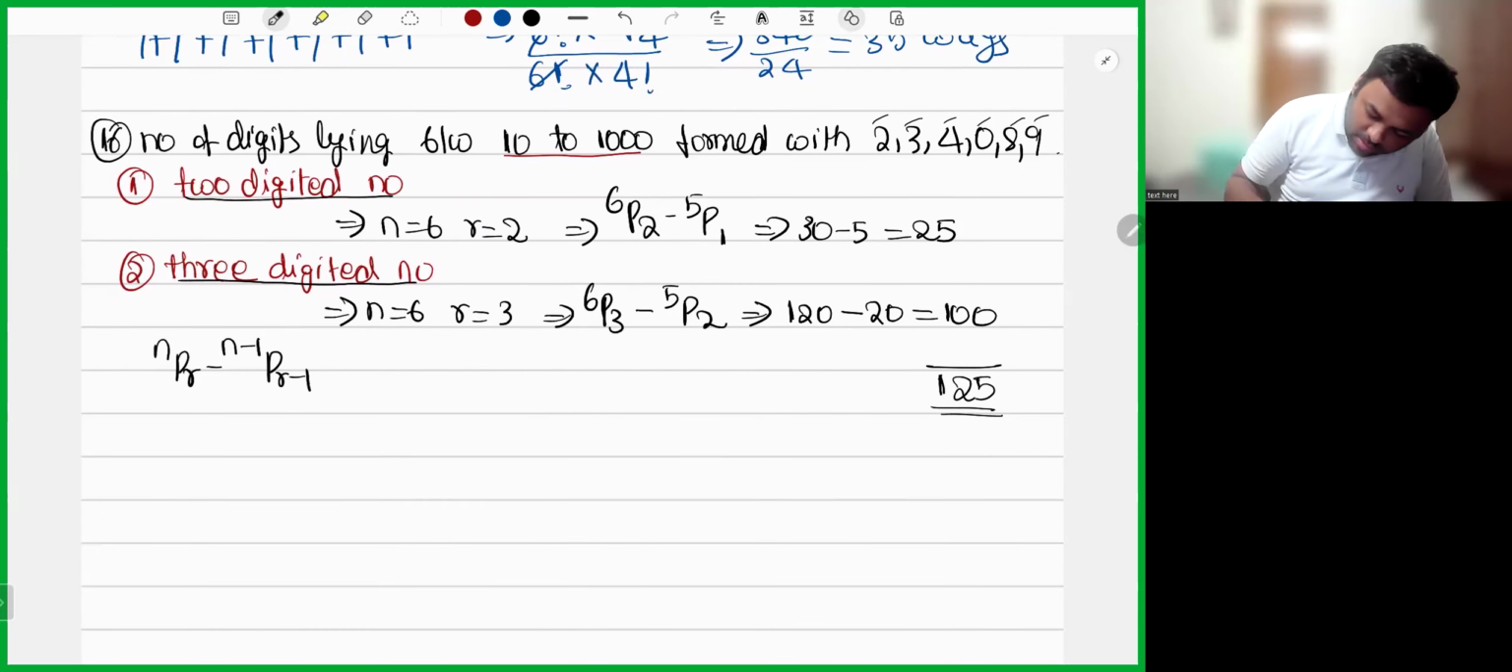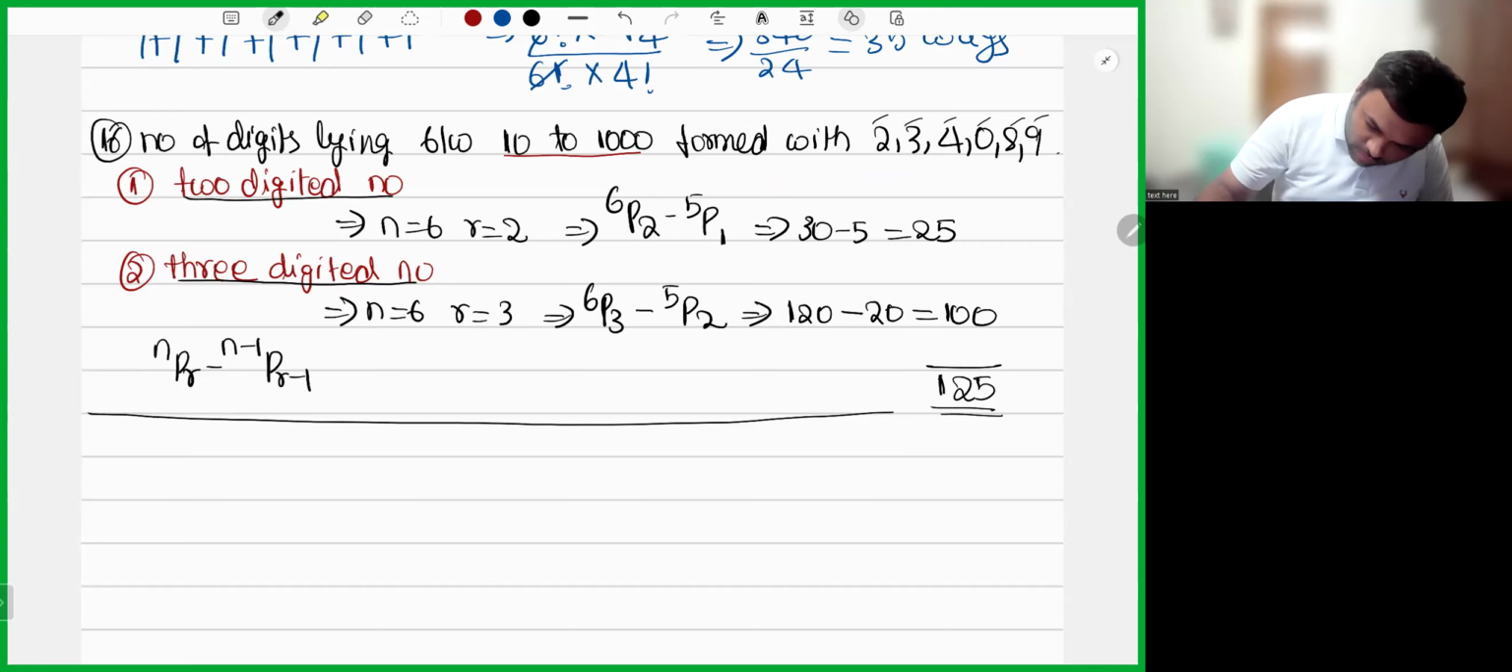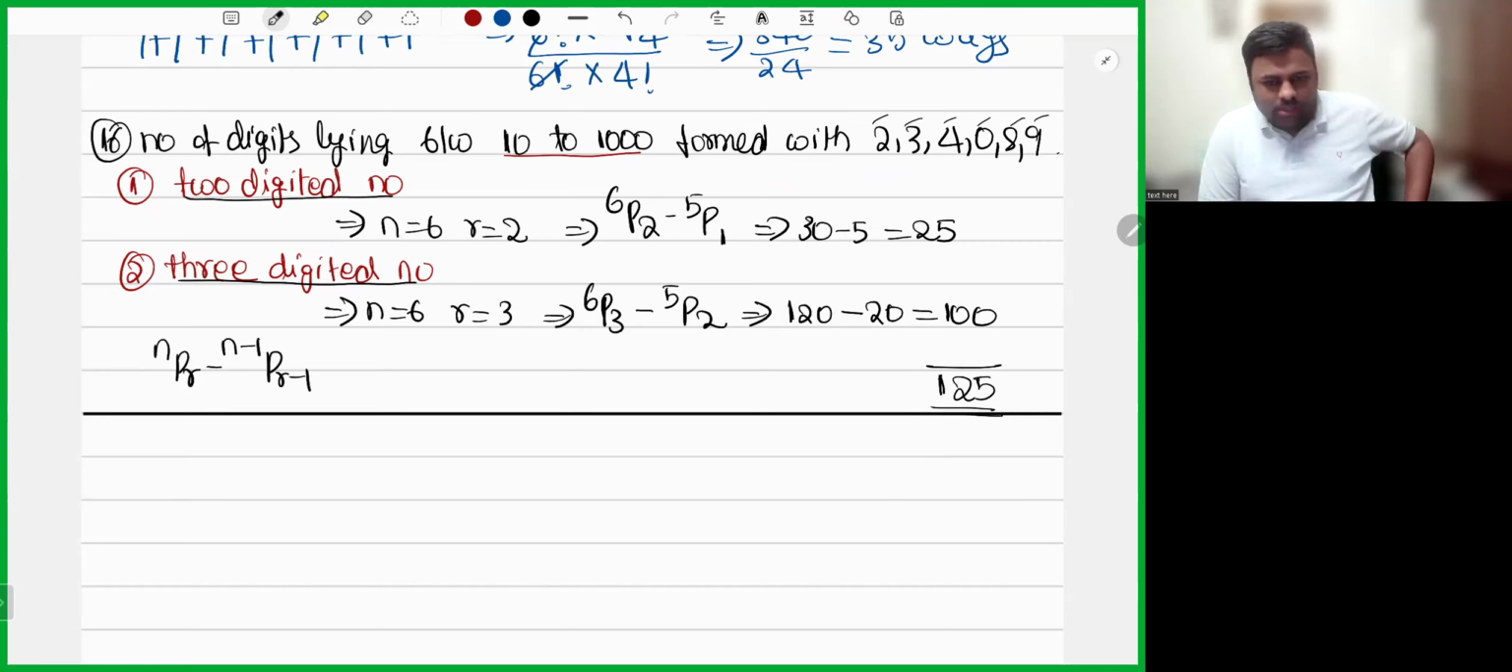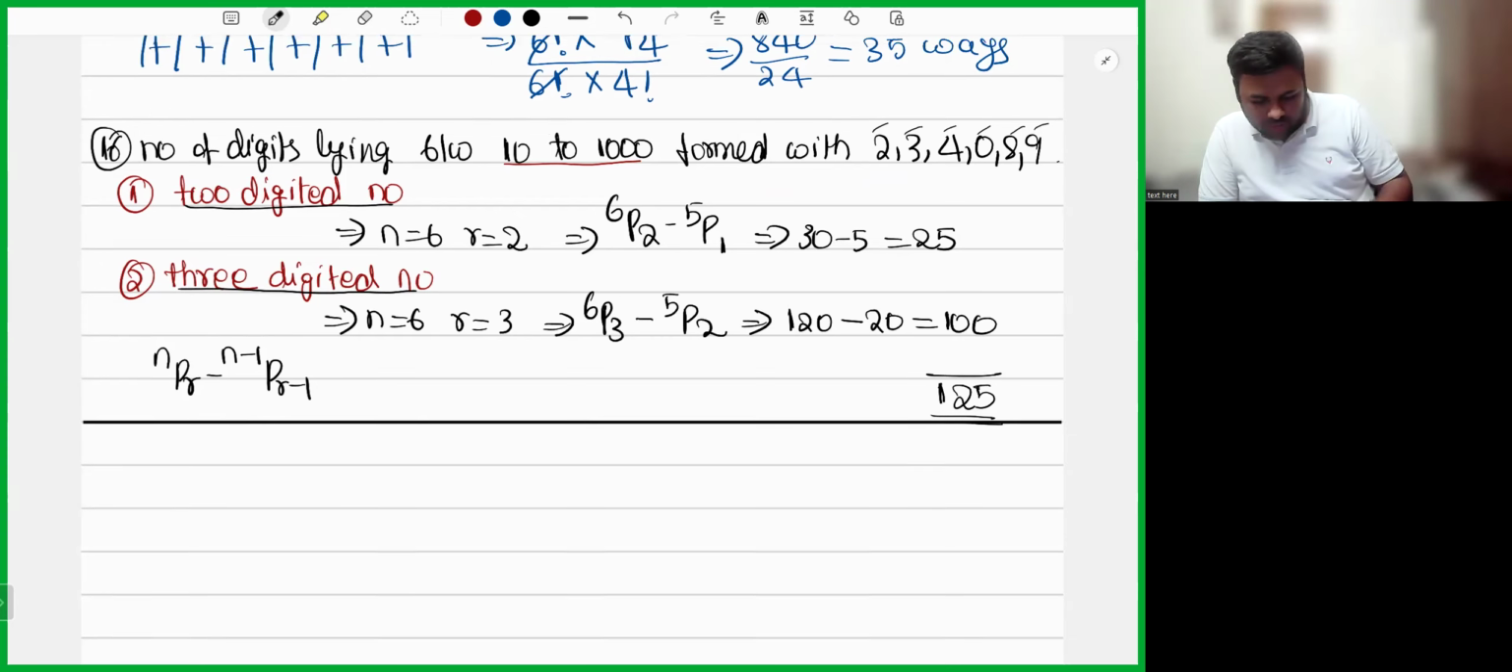So that's all regarding permutations. There are some homework questions that you need to solve. You can solve those homework questions, and we'll be done with permutations. We'll come back and see if any points are left.